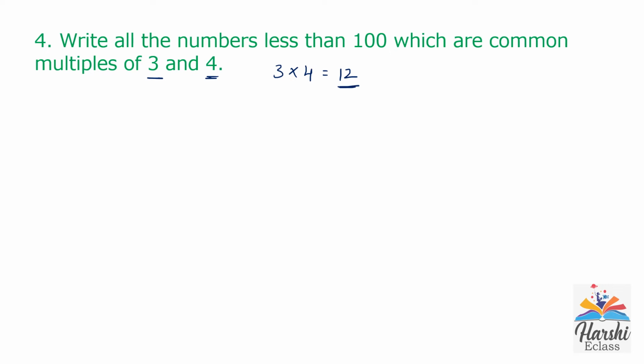Then how to find the second common multiple? Multiply the first common multiple with 2 so that you will get the second common multiple. Just double the first common multiple. 12 twos are 24. 24 is the second common multiple. 12 threes are 36. 36 is the third common multiple.